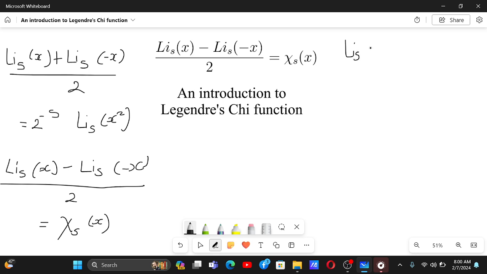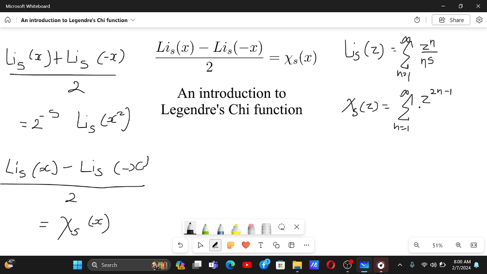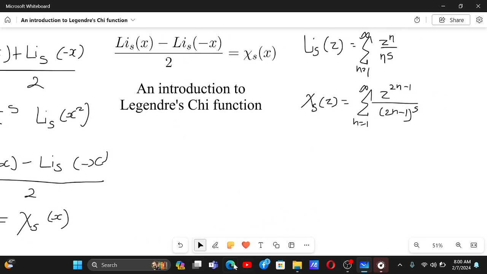Basically, the polylogarithm function for z is defined as the sum from n equals 1 to infinity of z to the power n by n to the power s. And Legendre's chi function for z is defined as the sum from n equals 1 to infinity of z to the power 2n minus 1 by 2n minus 1 to the power s. For some of you it might be obvious from the definition itself why this should be true, but if not, don't worry, we will solve it together.